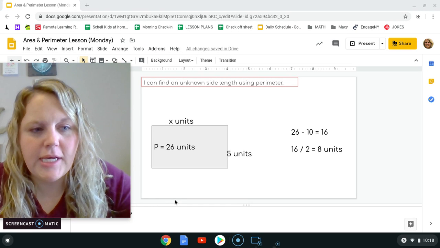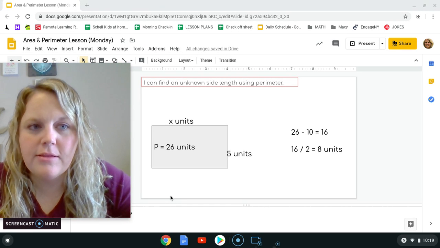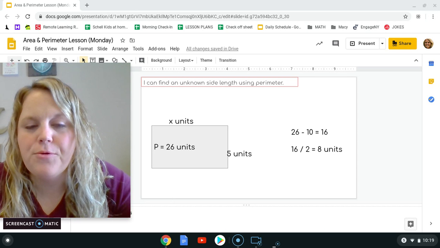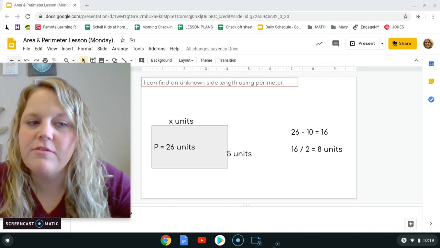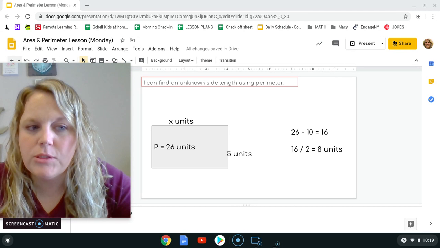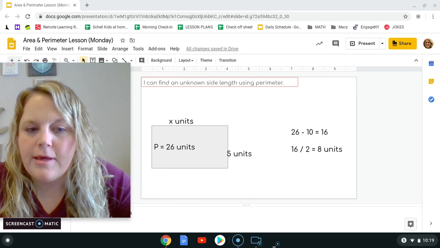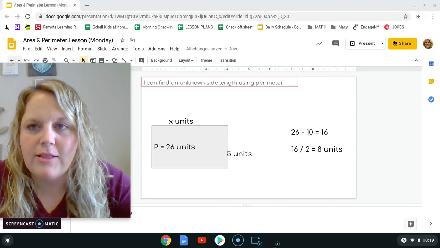All right, so now take a minute to practice that type of problem where you are given the perimeter and you need to find the unknown side length using one of the two strategies, and check your answers on the following slides.